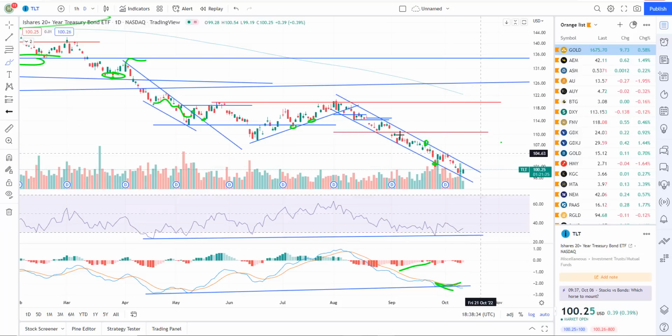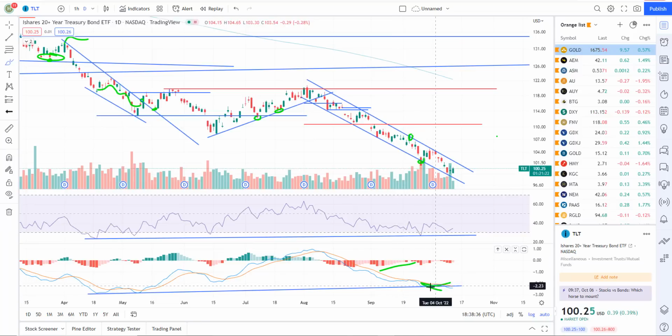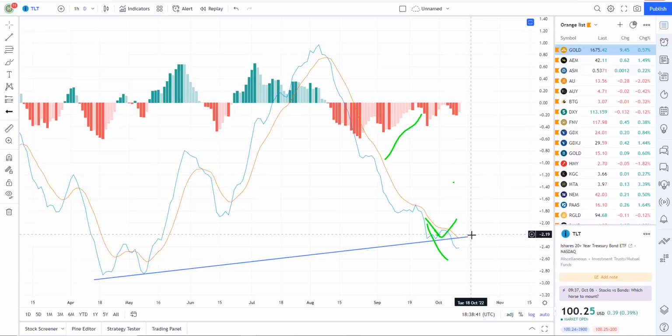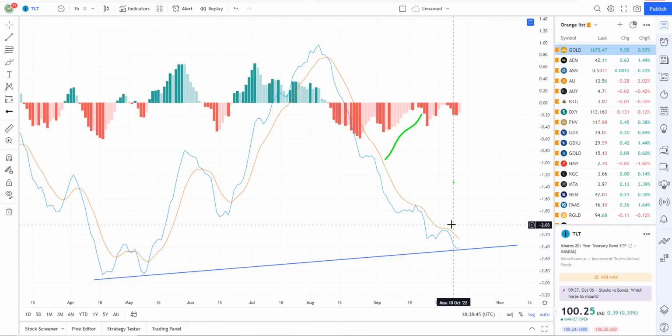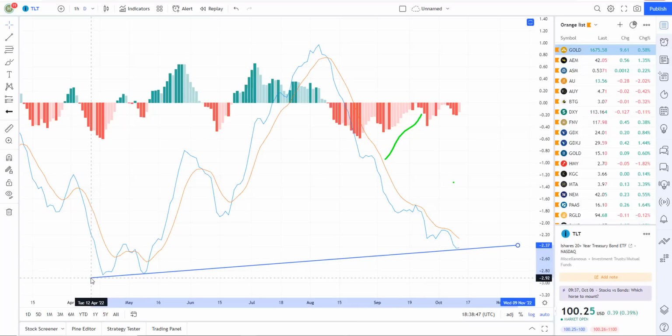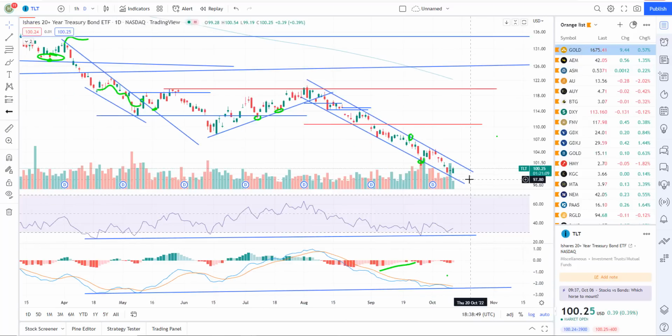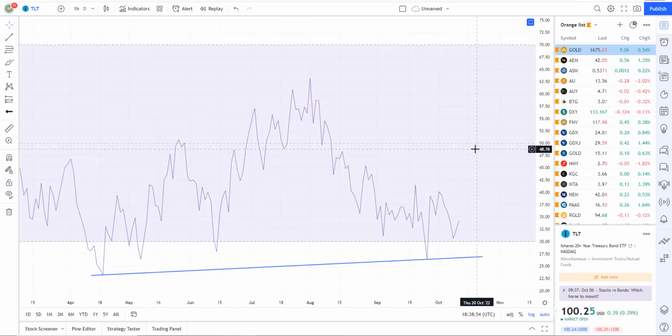Okay, and then finally, we'll look at bonds. This is TLT. So on the daily chart, you'll see here, if I zoom in, we still have bullish divergence. It's just kind of barely there, but it's still there. We're moving up in momentum. We haven't made a new low. And same with the RSI. Let me zoom in. There it is right there.